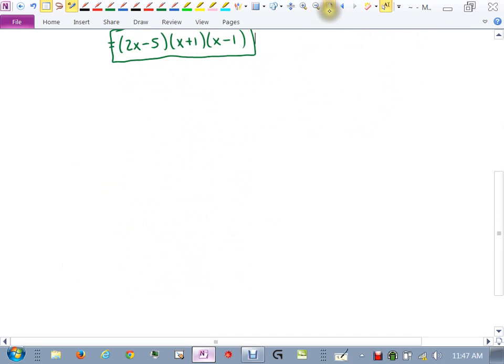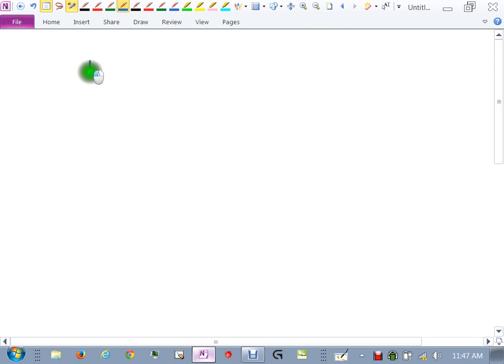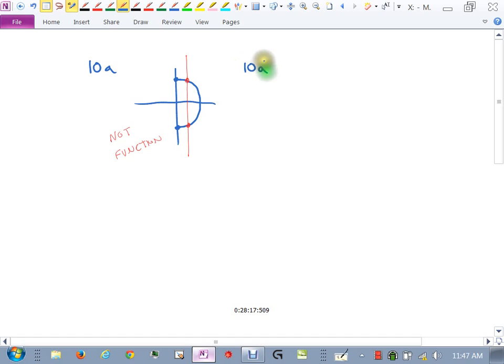All right, let's get on to the last problem on the review here. 10a. It's supposed to determine if these are functions or not, and if they are, to write the domain and range. So on this one, this fails to be a function because it fails the vertical line test. If I draw a vertical line there, it hits it in two places. So 10a, not a function. If it's not a function, we don't even have to talk, can't even talk about domain and range.